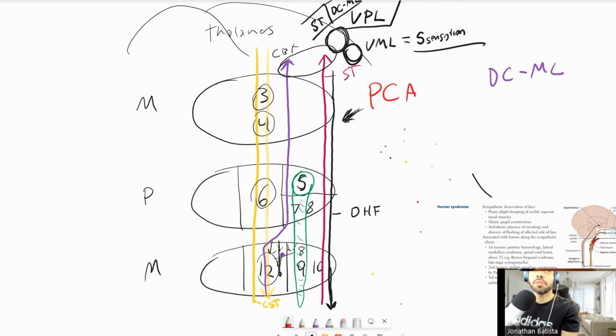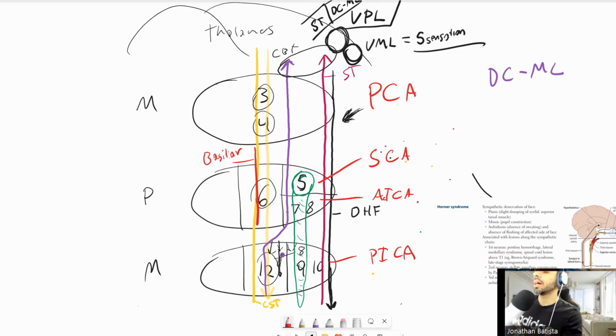This is the internal structure of the PCA. We then also mentioned that the middle area is the basilar. We mentioned that the superior lateral is the superior cerebellar artery. We said this was PICA, and this is PICA. Now, there's one more thing I'm going to add.